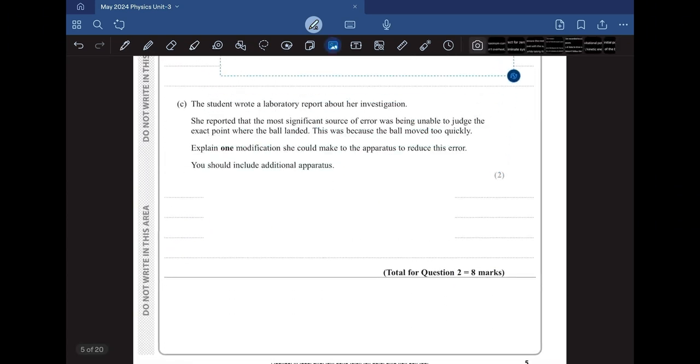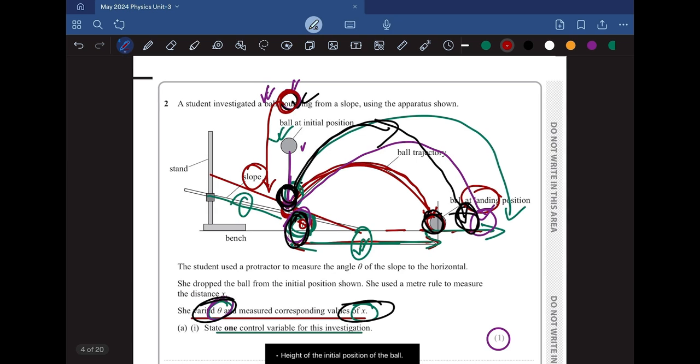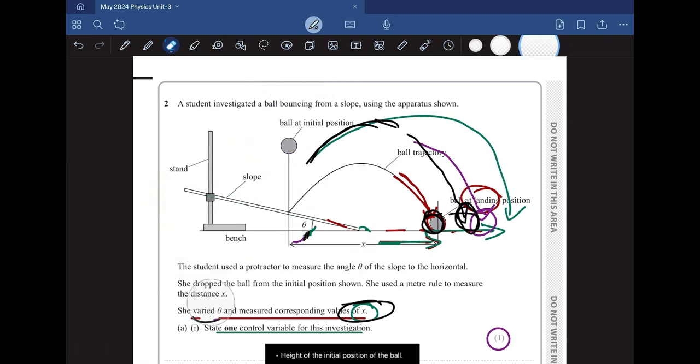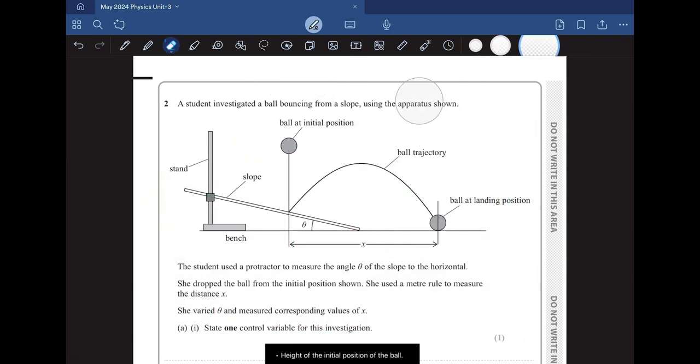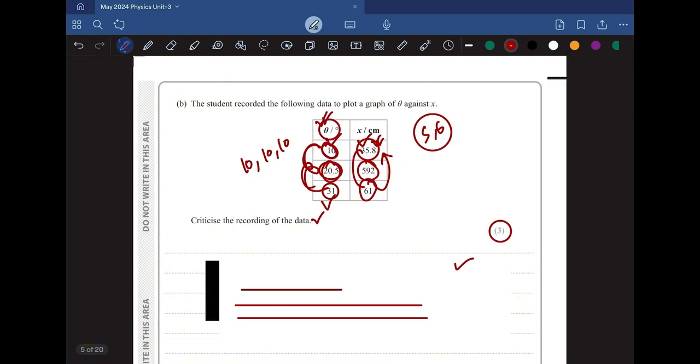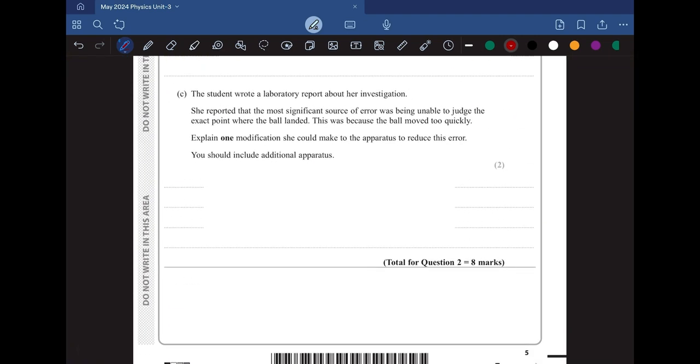Now let's move forward. Let's see what the next question says. In the next question, the student wrote a laboratory report about her investigation. She reported the most significant source of error was being unable to judge the exact point where the ball landed. This was because the ball moved too quickly. So basically, the problem that she was facing was to judge where this ball actually landed. And just because of that she was making errors.